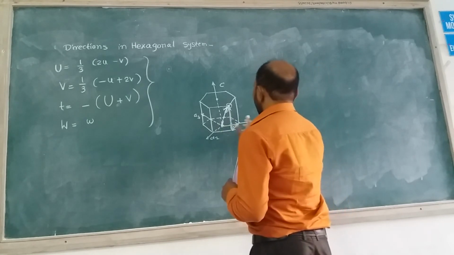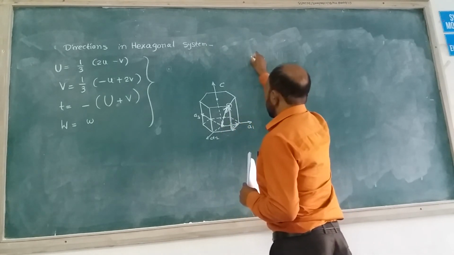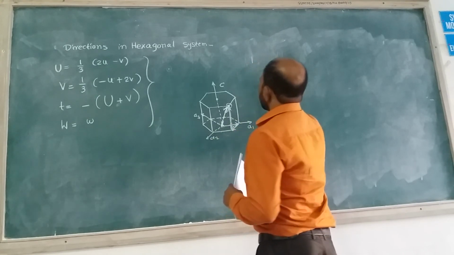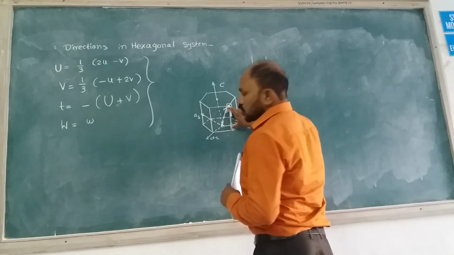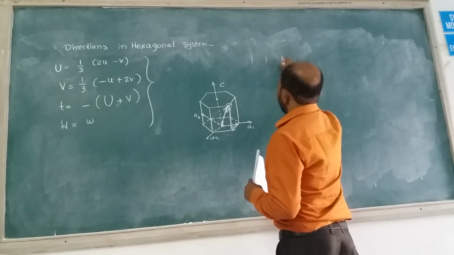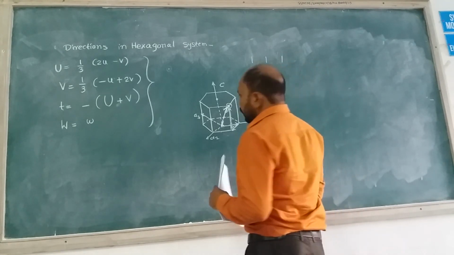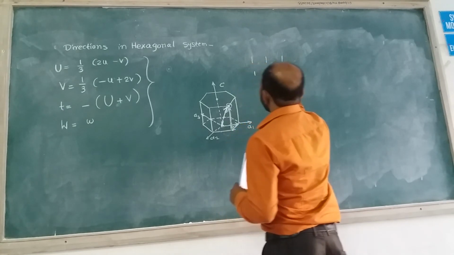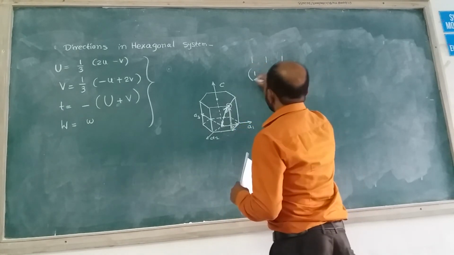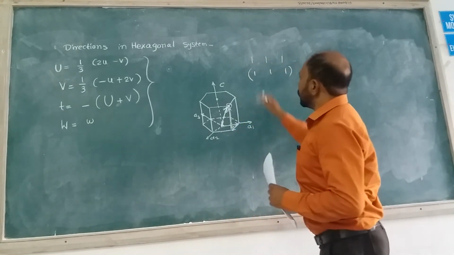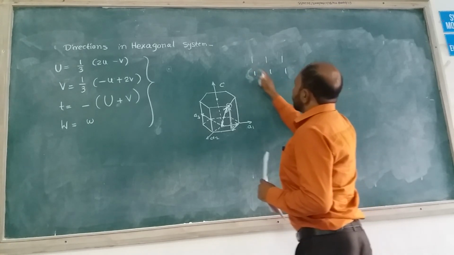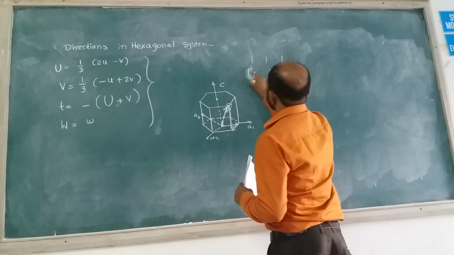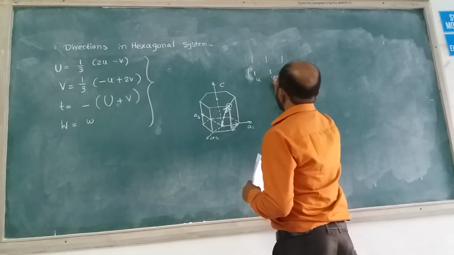So in case of A1 direction, yes, it is needed. This one distance. In A2 direction, yes, it is also needed. It is 1. And in C direction also distance is needed. That is 1. So 1, 1, 1. If we take intercepts, reciprocal, then again 1, 1, 1, and no negative value is there. So actually this becomes U, V, and W values.